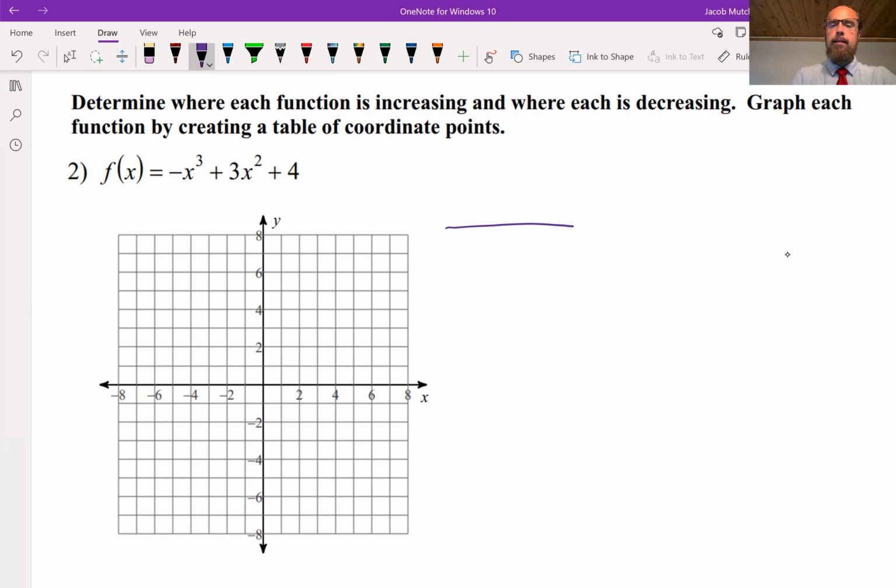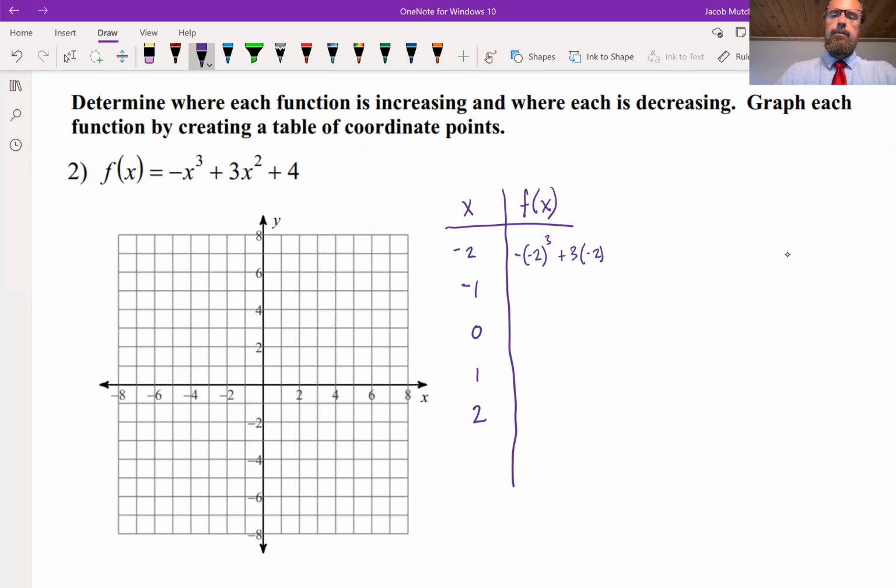Let's create a table of coordinate points to create the graph of f of x. So x, f of x, and we'll just place from -2 to +2 since we don't have a given interval. And we'll just plug in our x values into the function. So -2 cubed is going to be -8, plus 3 times -2 squared. So that's going to be a value of 12. So that's got a value of 4, plus 4 is going to be 8.